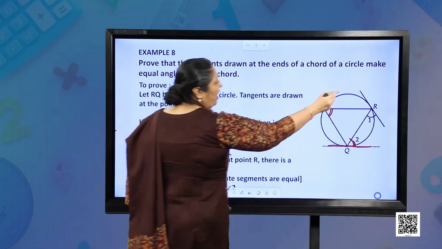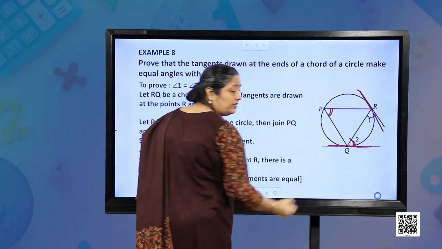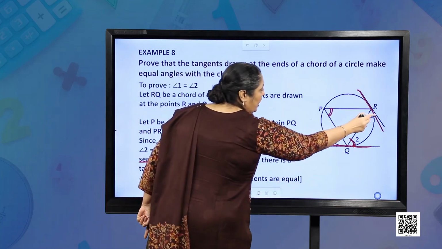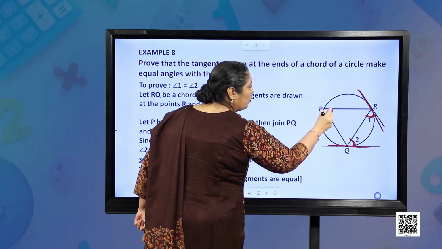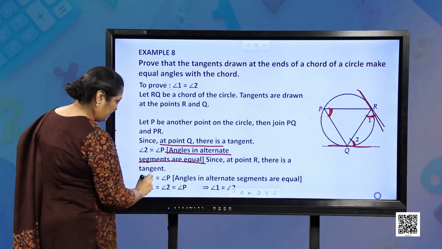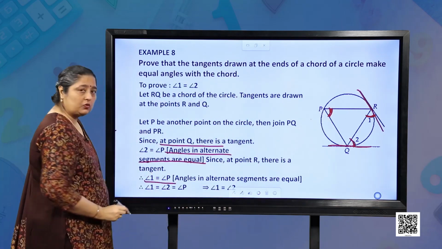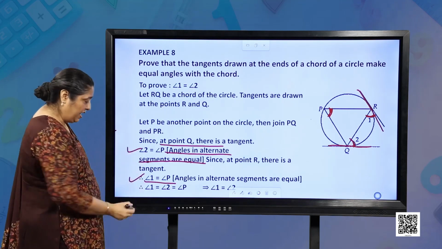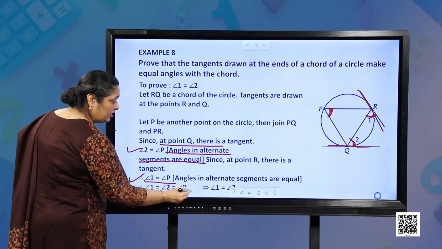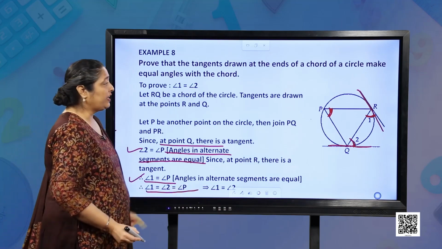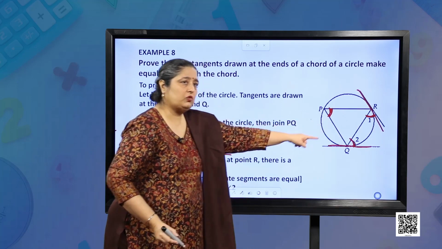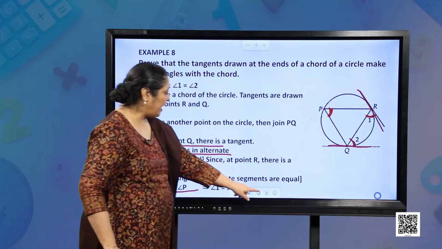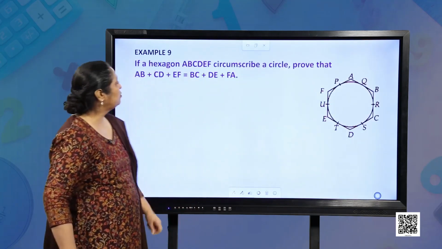Similarly, since RT is the tangent to the chord RQ, angle 1 is also equal to angle P. What do you get from here and here? Clearly, angle 1 is equal to angle 2 is equal to angle P. So, we have angle 1 is equal to angle 2. That is all we have to prove here, right? So, let us move forward.